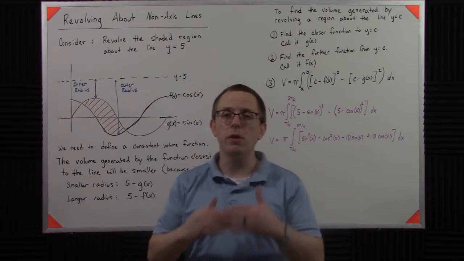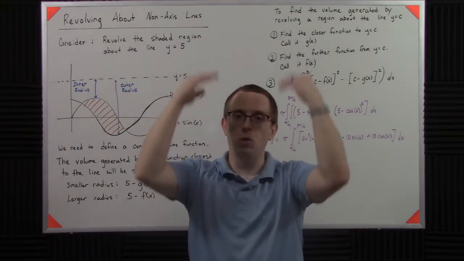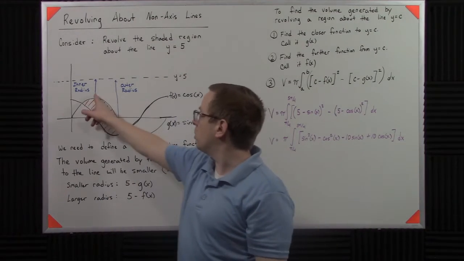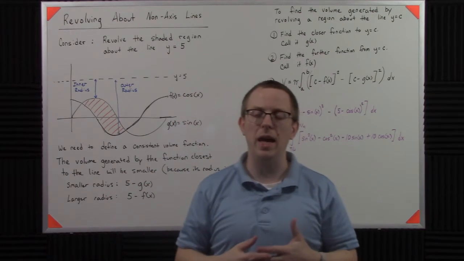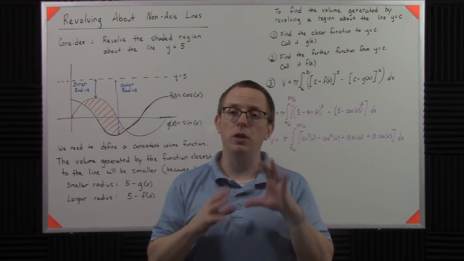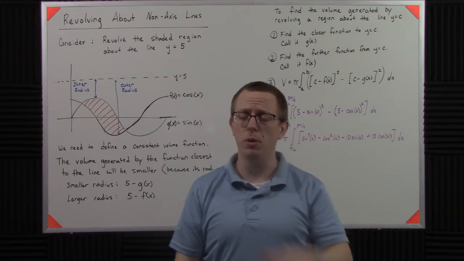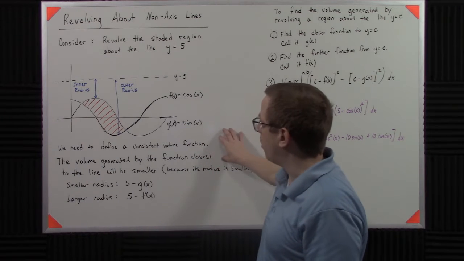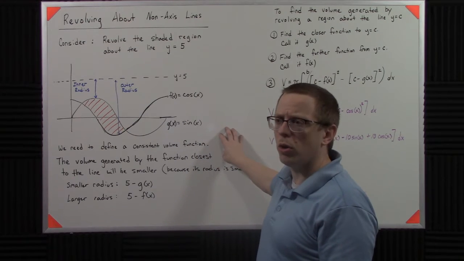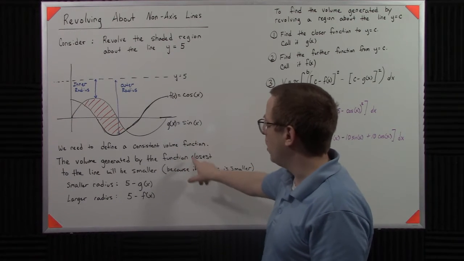So since the cosine function is further away, that means if I revolve that, I'm going to get the larger volume. Similarly, if I take that closer function, when I revolve it, I'm going to get a smaller volume. So I always want to subtract the smaller volume from the larger volume. As a result, you've got to figure out, okay, how do I define some sort of, really it's a consistent radius function here, but whatever.